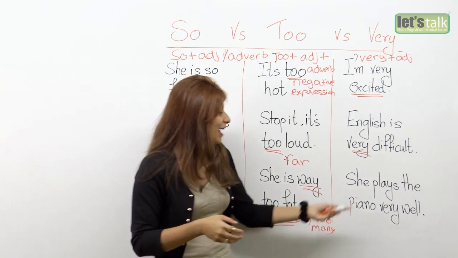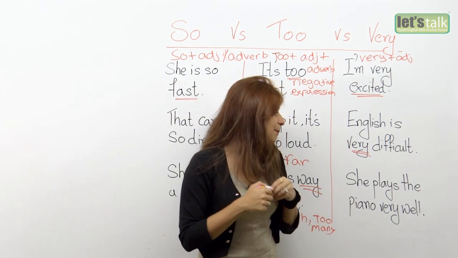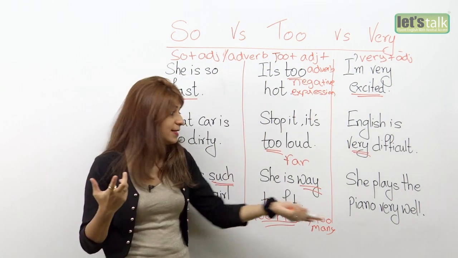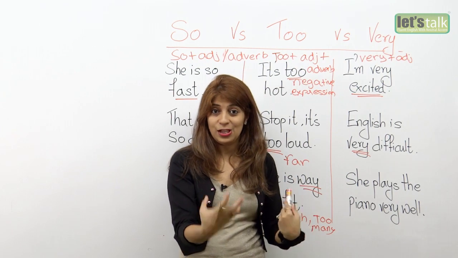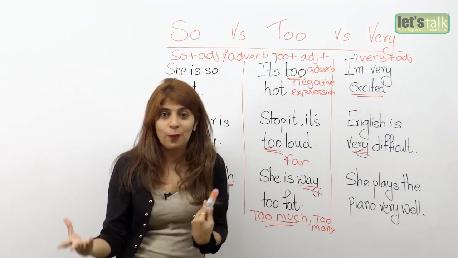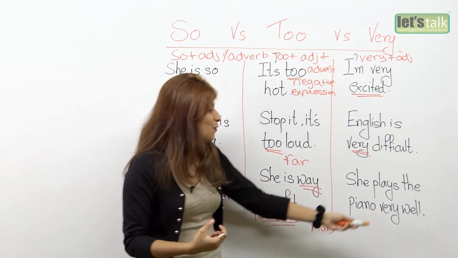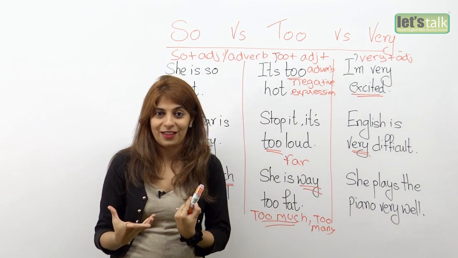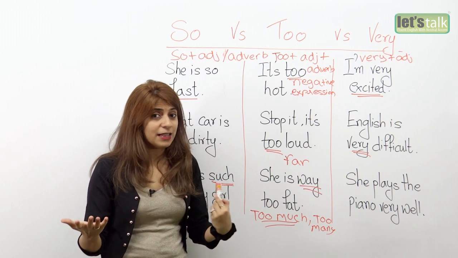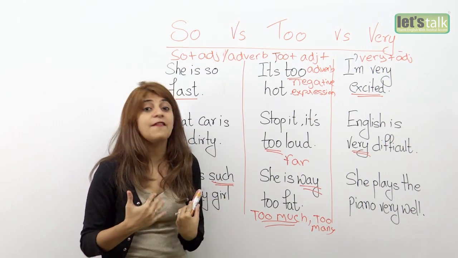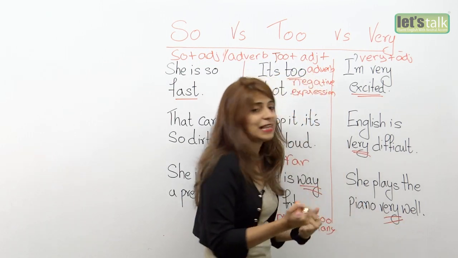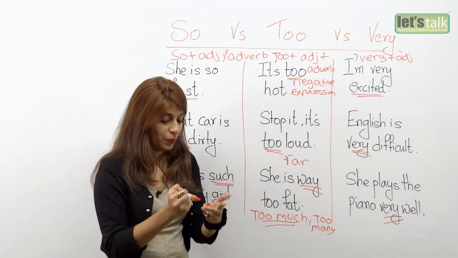Another one, she plays the piano very well. She just doesn't play the piano well, she plays it very well. So again, you are making it very strong. How does she play the piano? Well, she plays it very well. So it's making it stronger.